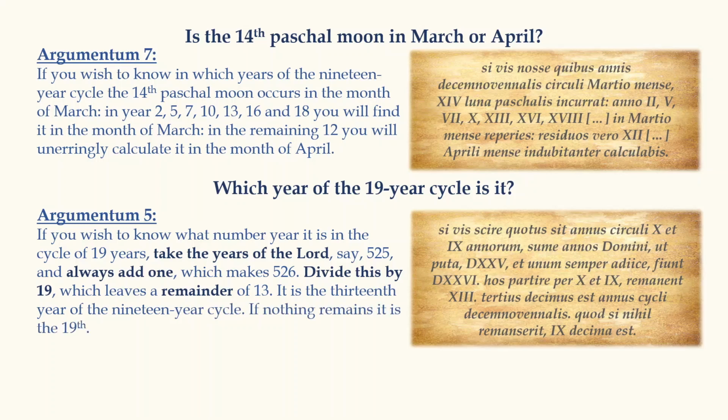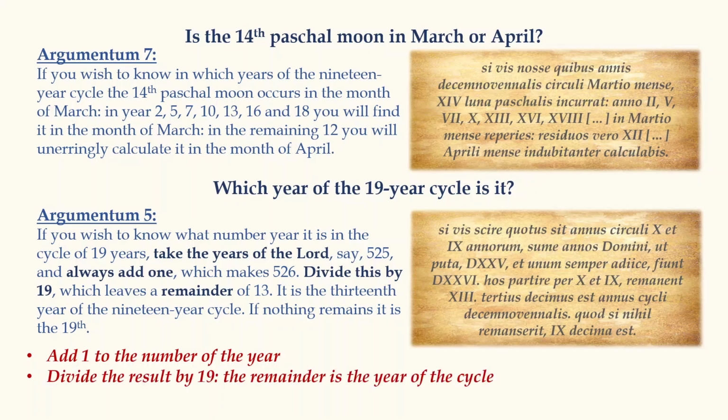So, to sum up, add 1 to the number of the year, divide the result by 19, and the remainder is the year of the cycle. Just as we saw before, no remainder in one of these divisions means that we have the highest possible number. In this case, no remainder would mean the 19th year of the cycle. Well, that's sorted then, so let's move on to epacts.